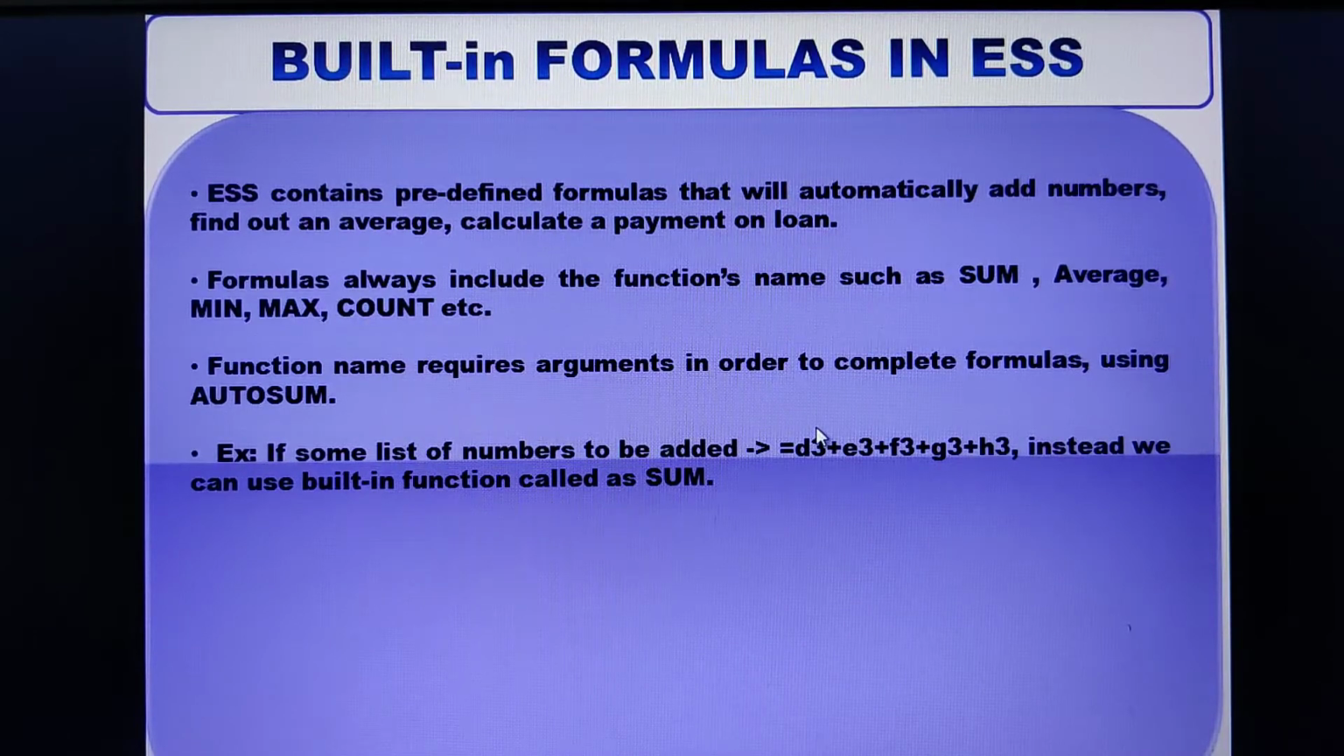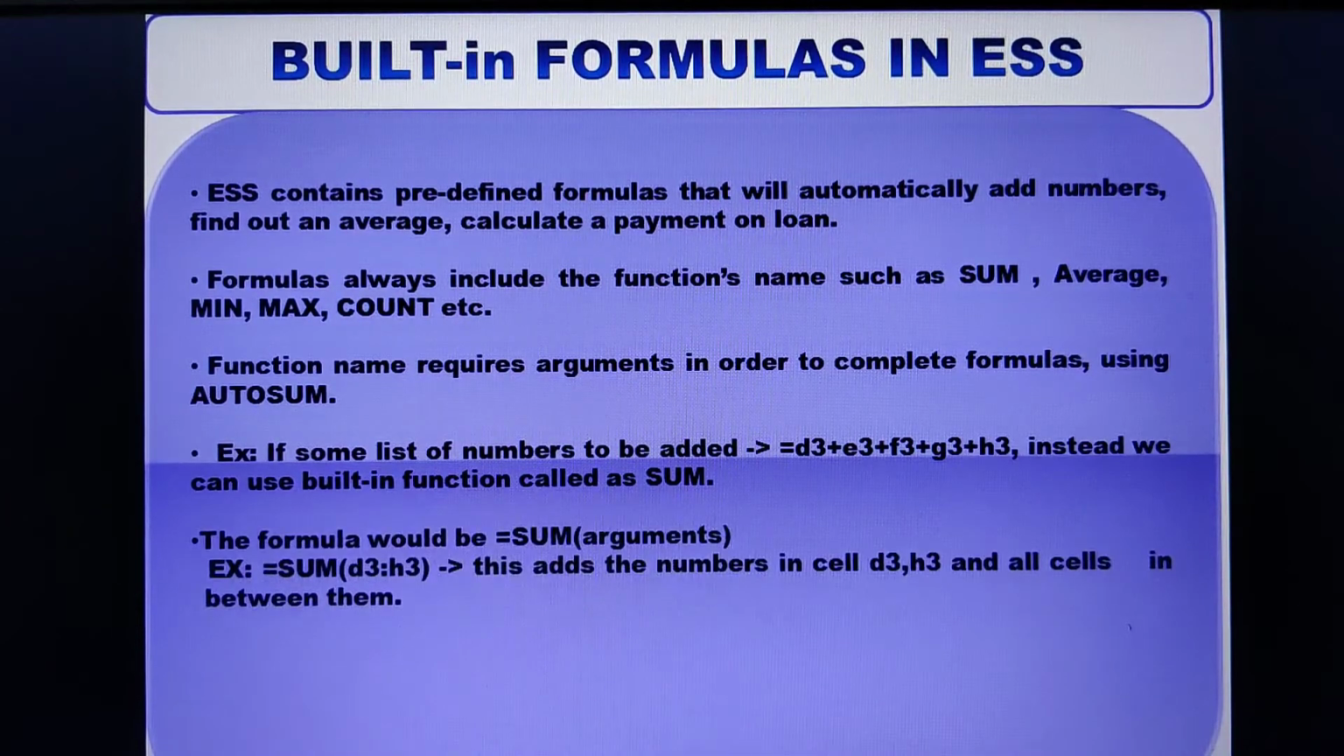If manually you have to add all the values in these cells, then I should write a formula that is equals to D3 plus E3 plus F3 plus G3 plus H3. I should manually write the cell numbers in the formula like this. Instead of writing the formula, I can use a built-in function known as sum under AutoSum. Just by using this function name and passing the range of values, we can automatically add all the values present in these cells.